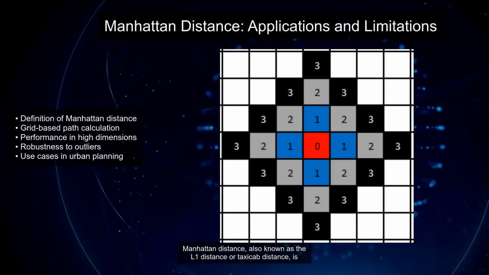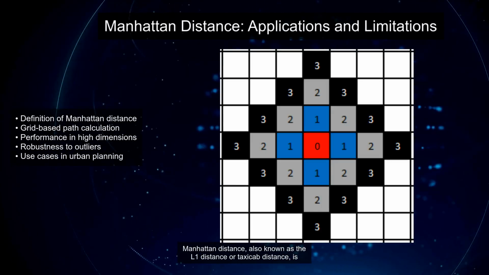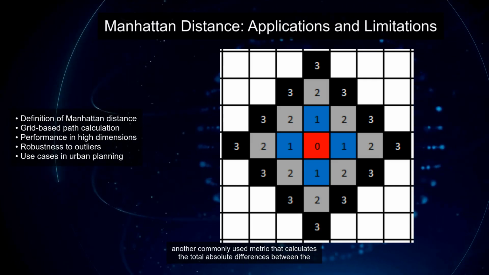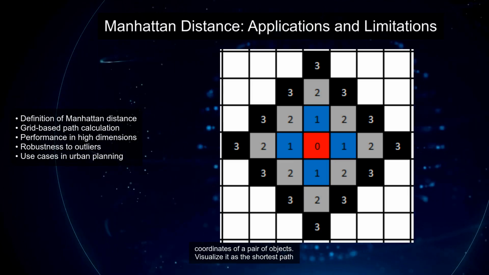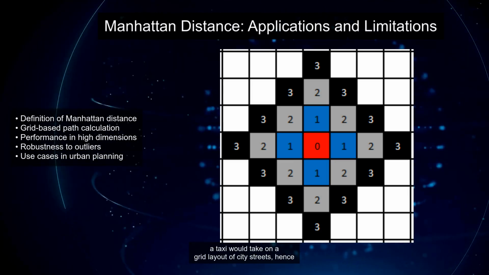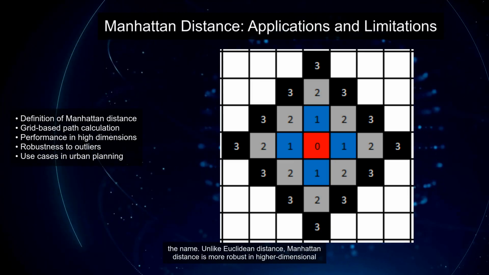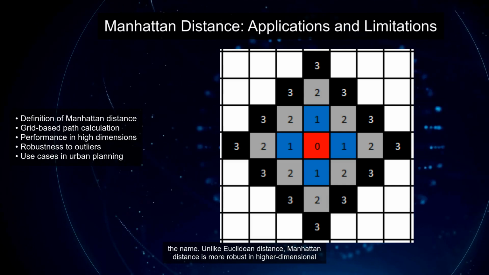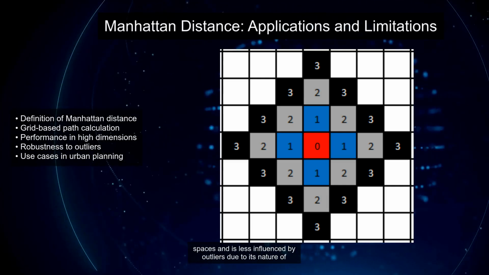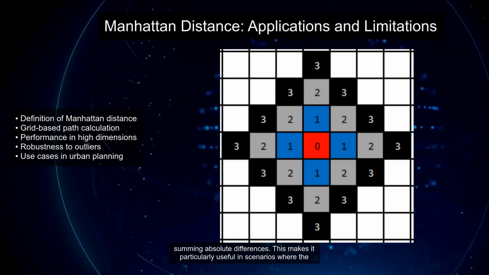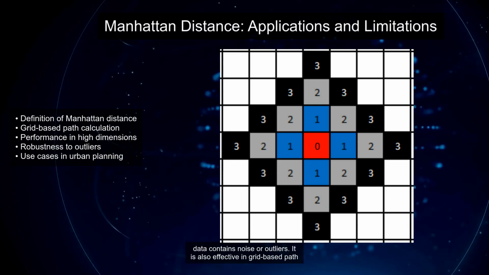Manhattan distance, also known as the L1 distance or taxicab distance, is another commonly used metric that calculates the total absolute differences between the coordinates of a pair of objects. Visualize it as the shortest path a taxi would take on a grid layout of city streets, hence the name. Unlike Euclidean distance, Manhattan distance is more robust in higher dimensional spaces and is less influenced by outliers due to its nature of summing absolute differences. This makes it particularly useful in scenarios where the data contains noise or outliers.